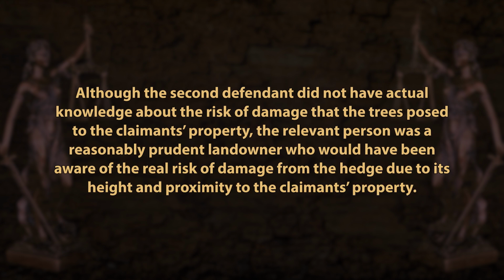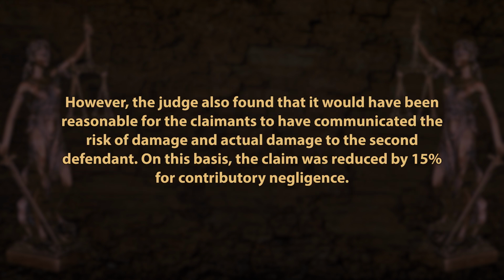Although the second defendant did not have actual knowledge about the risk of damage that the trees posed to the claimant's property, the relevant person was a reasonably prudent landowner who would have been aware of the real risk of damage from the hedge due to its height and proximity to the claimant's property. However, the judge also found that it would have been reasonable for the claimants to have communicated the risk of damage and actual damage to the second defendant. On this basis, the claim was reduced by 15% for contributory negligence.